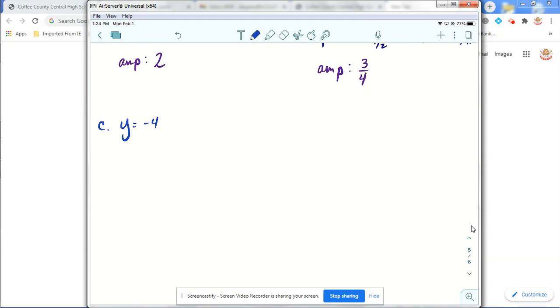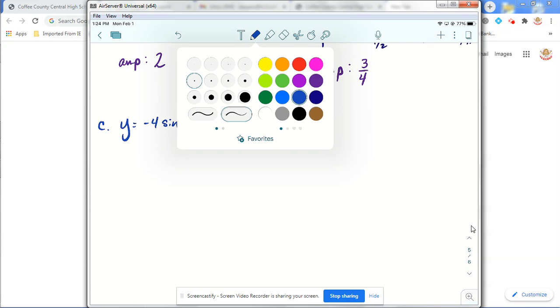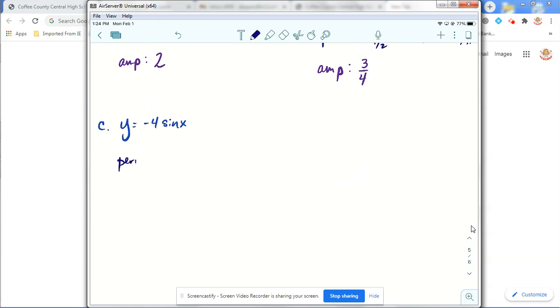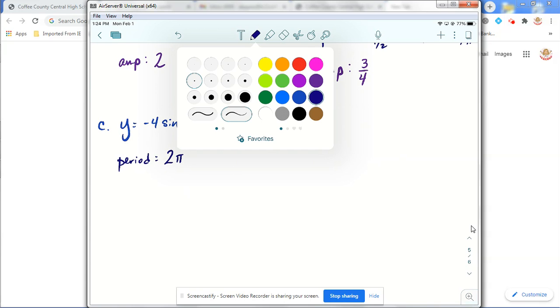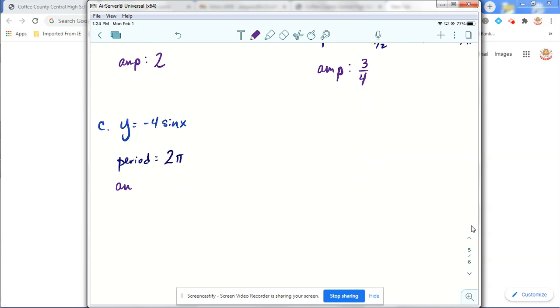Y equals -4 sine of x. Okay, period is 2 pi divided by the coefficient of x. So that coefficient of x is just 1. So the period is 2 pi. And then the amplitude is the absolute value of -4 or just 4.